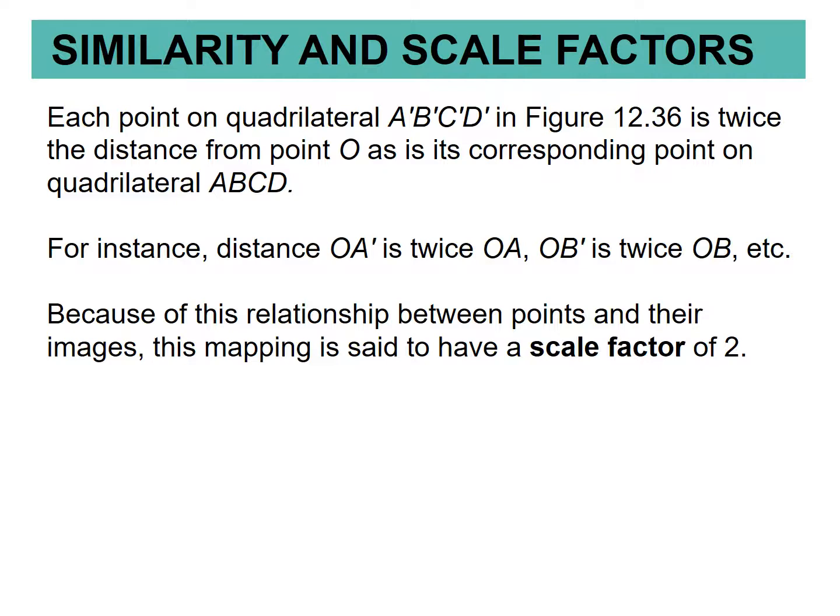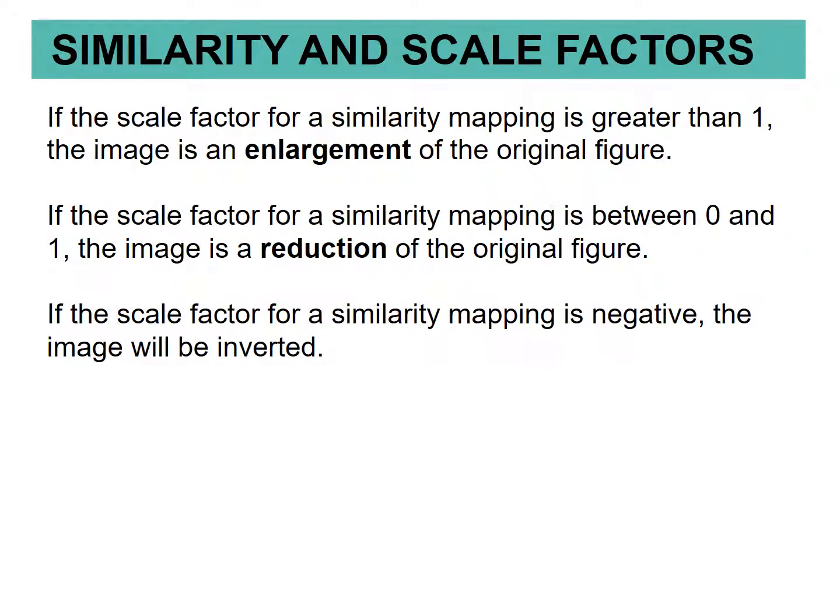Each point on the quadrilateral, as I said before, on the image is twice the distance as it is to the original figure. So we call 2 the scale factor. It turns out that if we have a scale factor that's bigger than 1, we'll get an enlargement of our figure. If it's between 0 and 1, we'll get a reduction of our figure. And if it's negative, the image is going to be inverted.